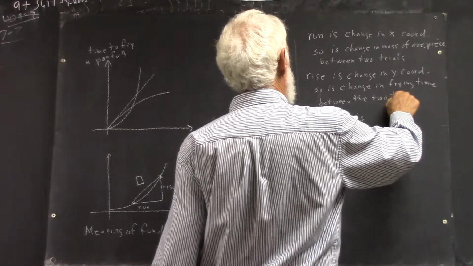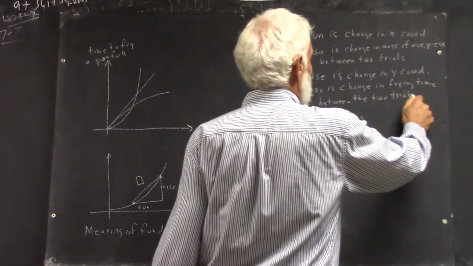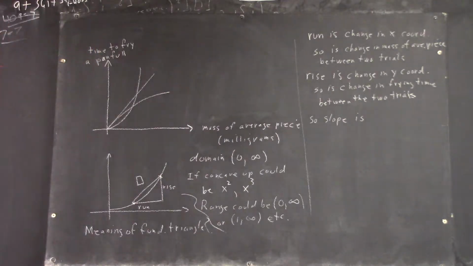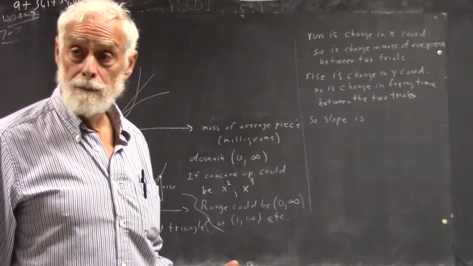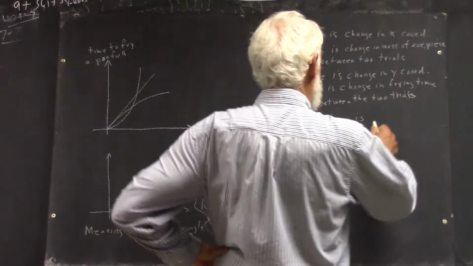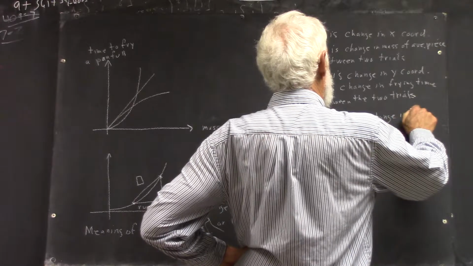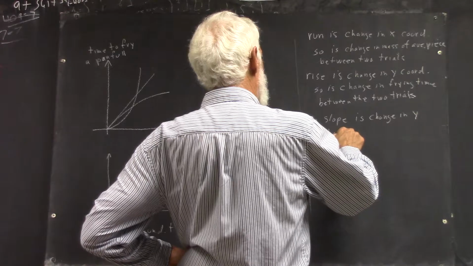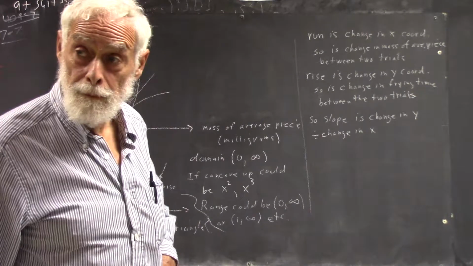Between the two trials, it's a change in the frying time. Okay? So what's the slope? Well, literally, it's the change in y divided by the change in x, right?